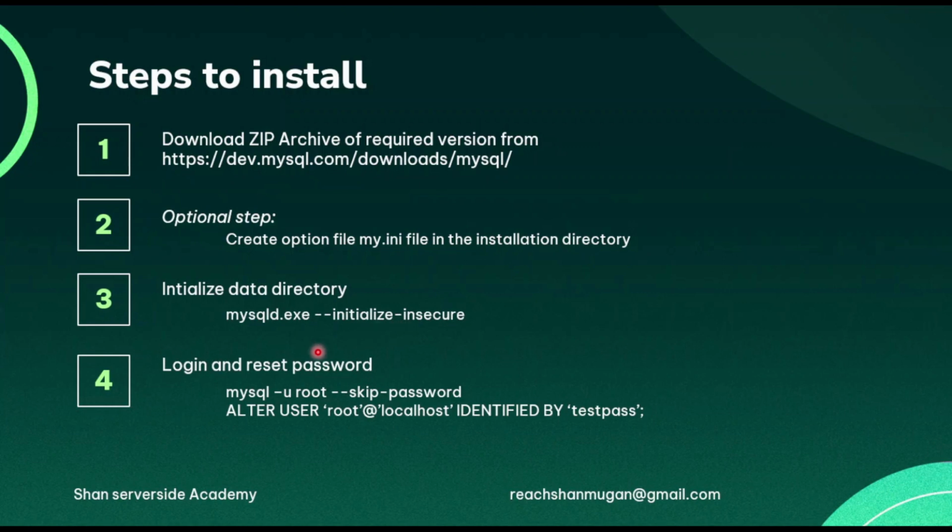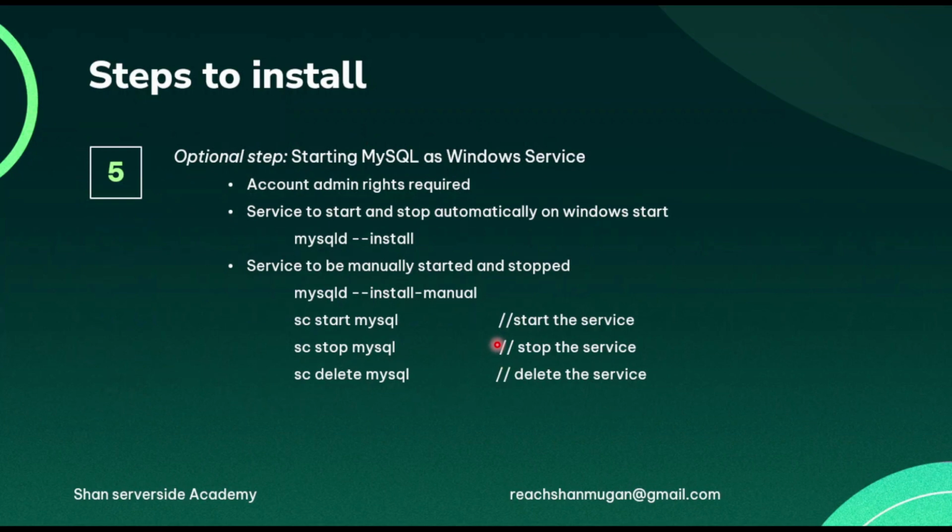The fourth step is to log in and reset the password for the root user account. So we use mysql -u root --skip-password. Since we have not set the password in the third step, you have to use --skip-password to log in to the root account. After logging in, we can use the ALTER USER command to set the new password for the root account. The last and final step is an optional step, that is to register MySQL as a Windows service.